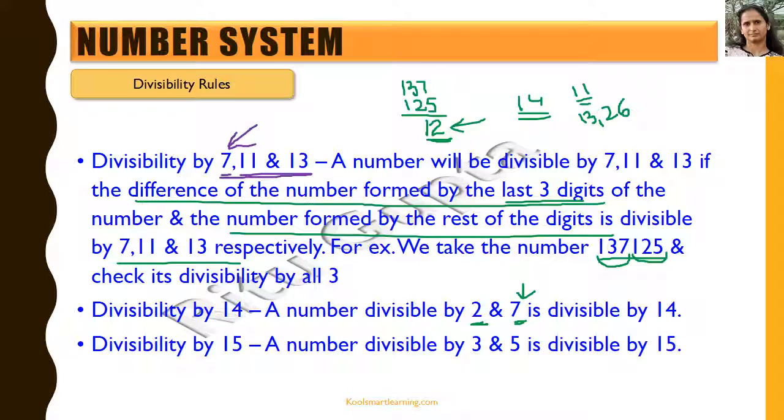And the last one that we check here is the divisibility by 15, which is a number divisible by 3 and 5. So that number will be divisible by 15. So any number ending with 0 or 5 and the number being divisible by 3 will always be divisible by 15.